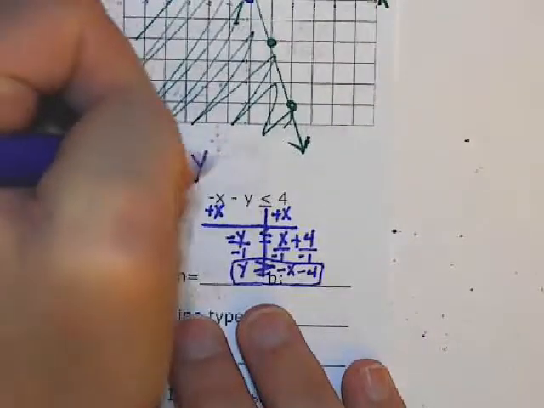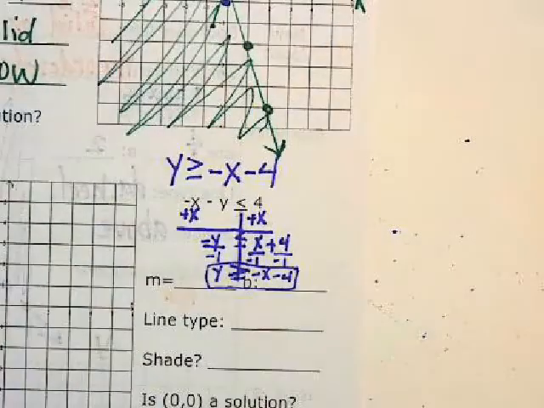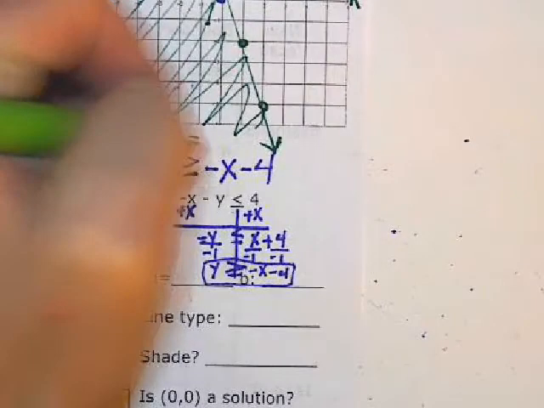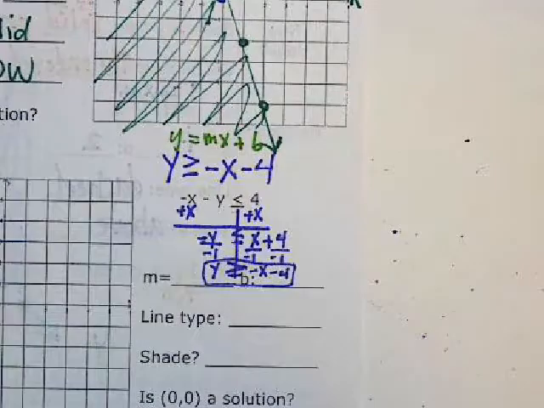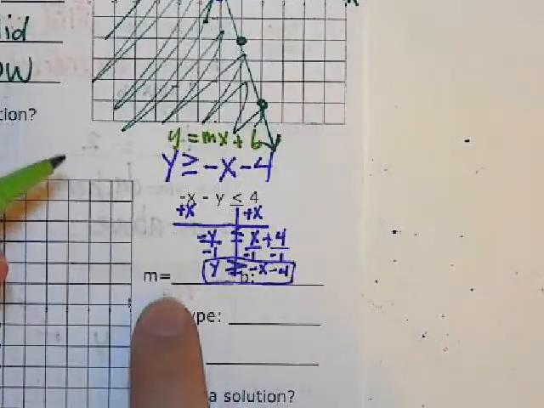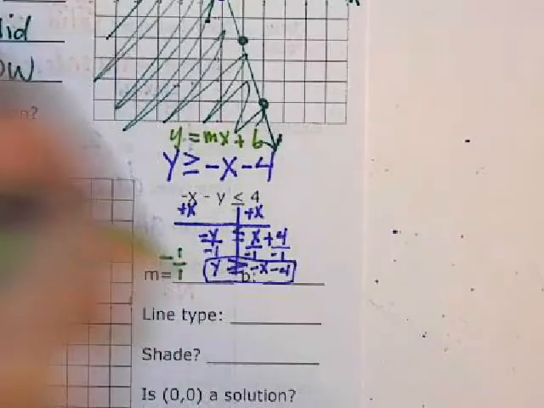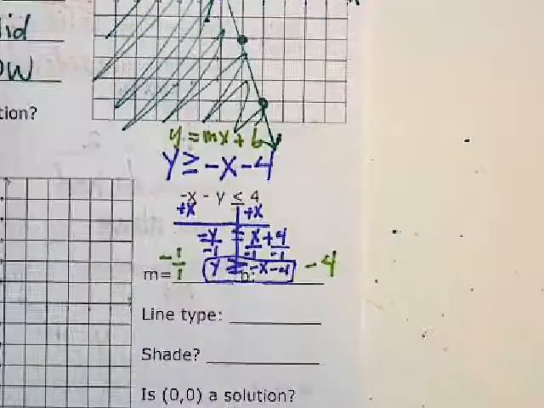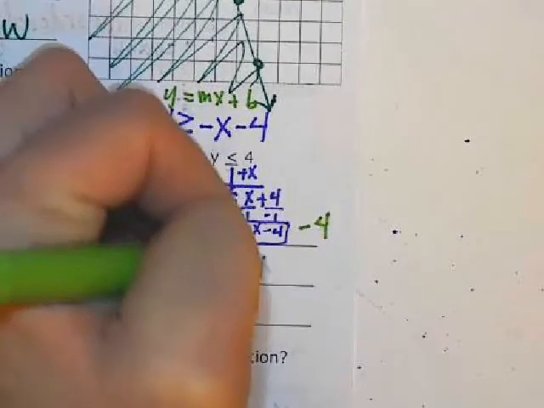Okay, I'm going to rewrite it right here. y greater than or equal to negative x minus 4. This is going to be y equals mx plus b. So what's my m? Negative 1 over 1. What's b? Negative 4. What type of line? Solid. Solid line under the symbol, solid line on the graph.